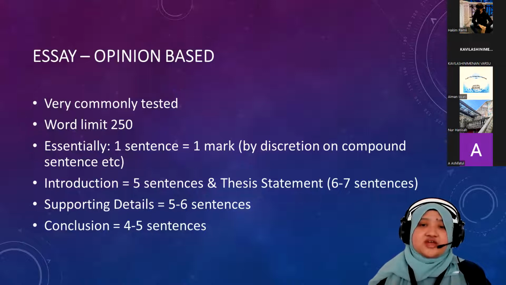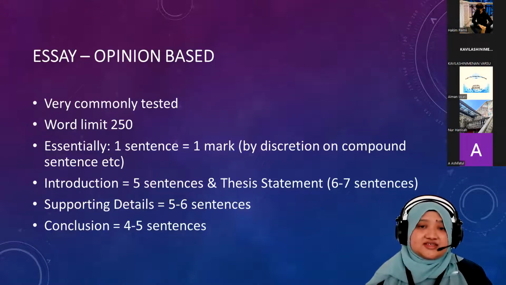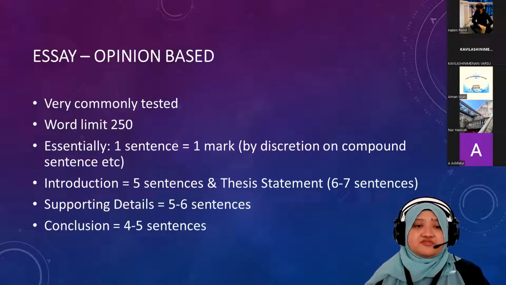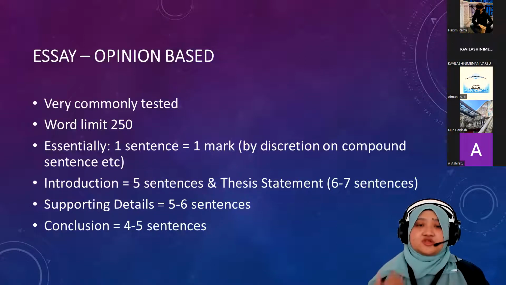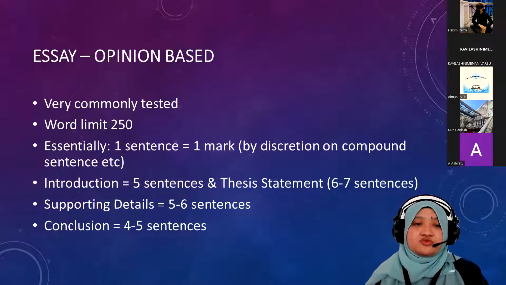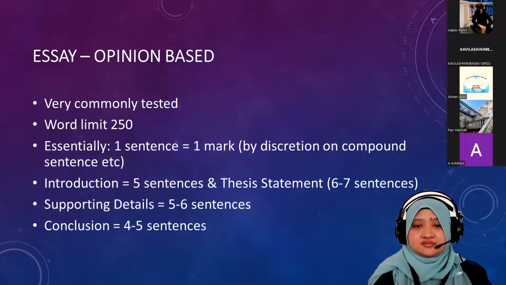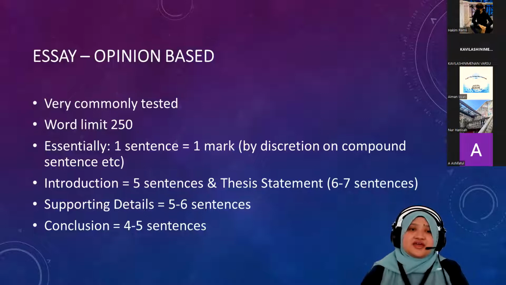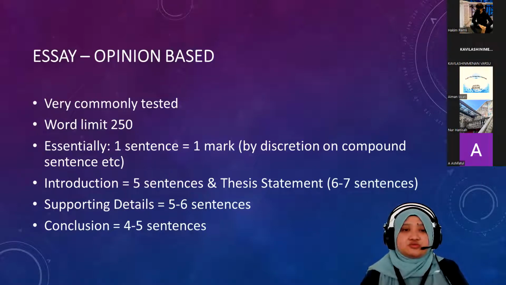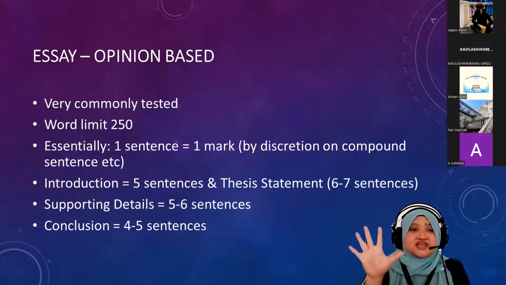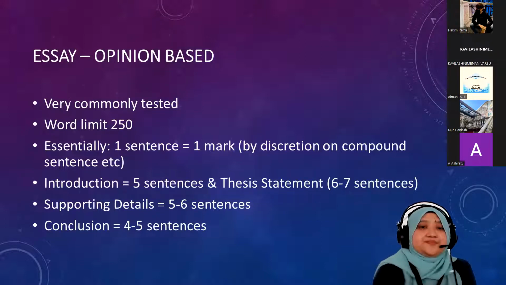For introduction, you should have about 6 to 7 sentences, inclusive of the thesis statement. While for the body paragraph and the supporting details, you can have the topic sentence at 5 to 6 sentences, followed by the conclusion. And for the conclusion part, you may write up to 4 to 5 sentences. So 5 paragraphs, once again: introduction, body paragraph 1, 2, 3, and also the conclusion.